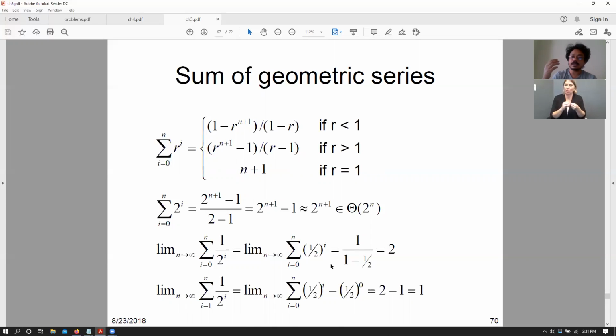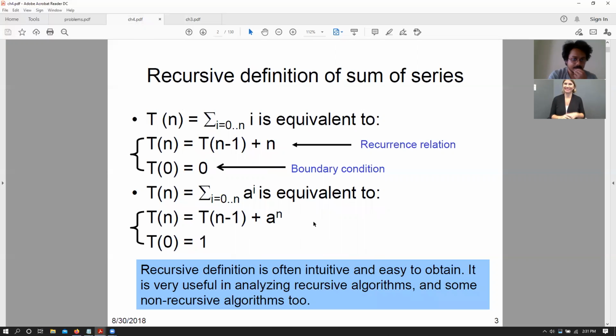So in one scenario, if you have r raised to the power of some particular i value when you're summing it up, you essentially end up with an exponential time complexity. If r is less than 1, you end up with a constant-ish time complexity. Make sense? Any questions about a to the power of i? Perfect.